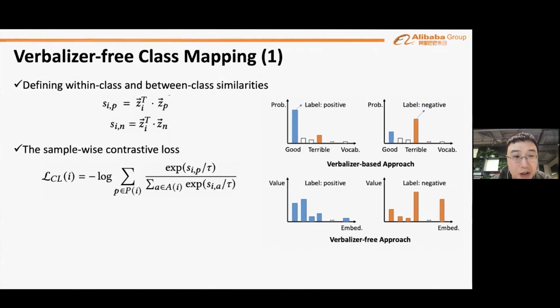And we compute the sample-wise contrastive loss, where we maximize within class similarity while minimizing between class similarity. In this case, we make the representations of the O mask similar if the two data instances are of the same class. If they are dissimilar, they belong to different classes. So it is quite straightforward to define the sample-wise contrastive loss.